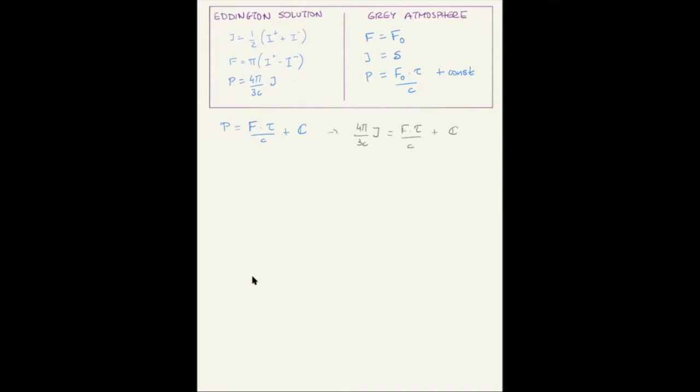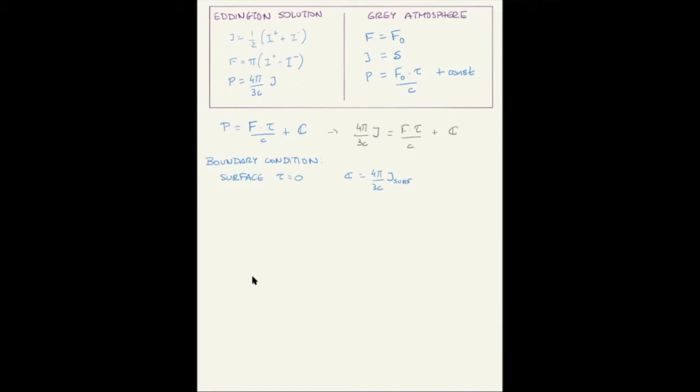So we can evaluate this constant of integration big C by the boundary condition. The boundary condition is that at the surface, the optical depth is equal to 0 because the density goes to 0. So applying this equation here to the surface, you can cut the flux term. That means that the constant is equal to the mean intensity at the surface, scaled by 4 pi over 3 times the speed of light.